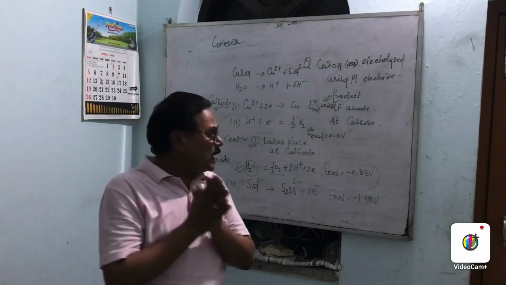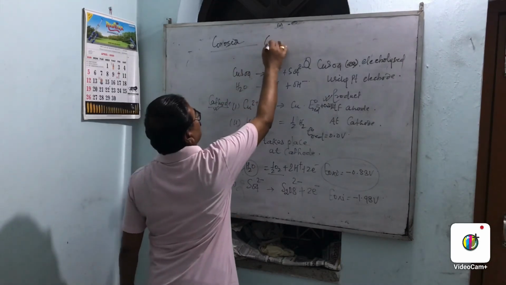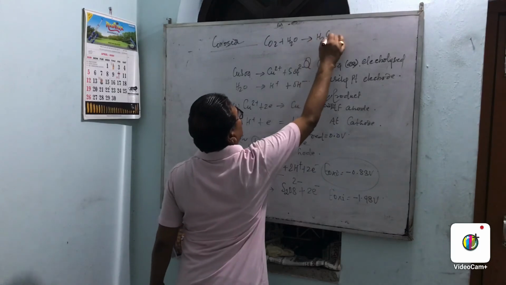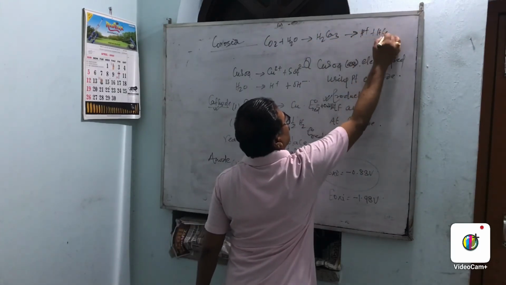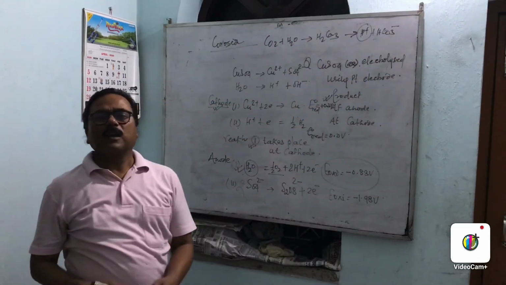Now the question arises, where does the H+ come from? In the atmosphere CO2 and H2O are present, so they combine to give H2CO3, which dissociates to give H+ and HCO3-. So the H+ comes from H2CO3.